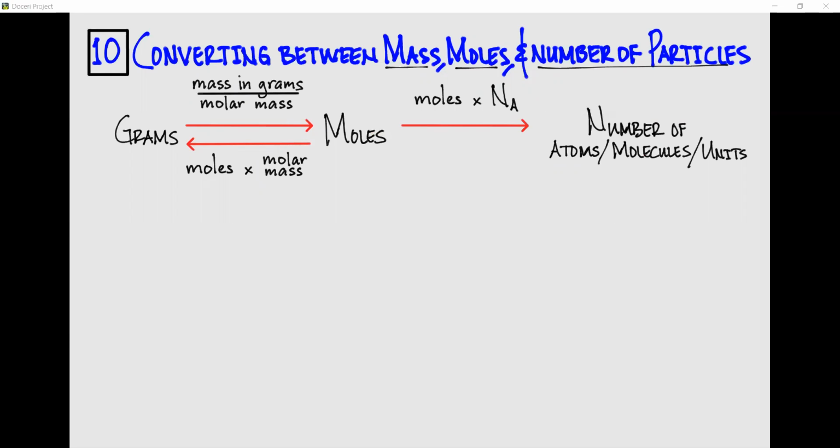Okay, so let's say you're given 0.5 mole of carbon atoms, 0.5 moles of carbon, and you want to convert that to number of carbon atoms. All you have to do is multiply 0.5 by Avogadro's number. And if you were given the number of atoms instead and asking you to convert that to number of moles, you go the opposite way and you would divide it by Avogadro's number. So you divide the number of atoms by Avogadro's number and you get the number of moles.